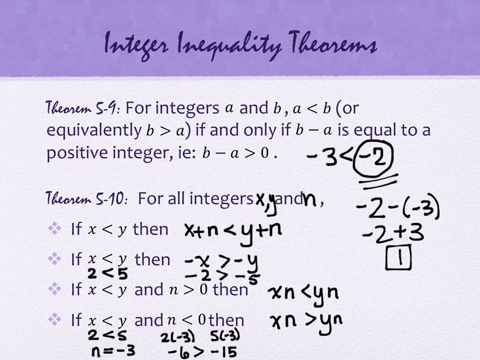Wait, so the sign changed? The sign changed, and the reason the sign changed is because of the negative value. So just like right here, the sign changed as well, again, because we multiplied by something that was negative.